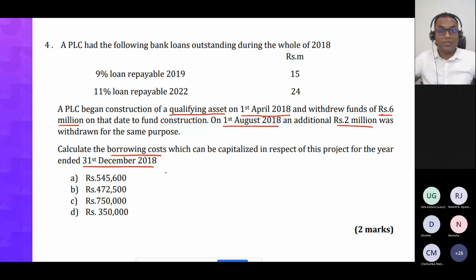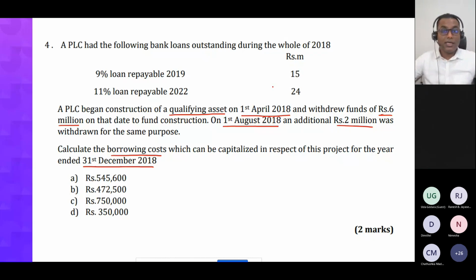Right, so what is the borrowing cost that you can capitalize? So Shihani has identified the correct answer for the area. Obviously, LKS 23 borrowing cost standard. So as per this standard, whatever the borrowing cost that you incur for a qualifying asset, that you can capitalize. Other borrowing cost you need to charge to the profit and loss statement. Qualifying asset means asset that necessarily takes substantial period of time to get ready for the intended use.